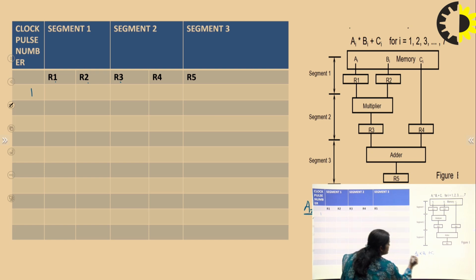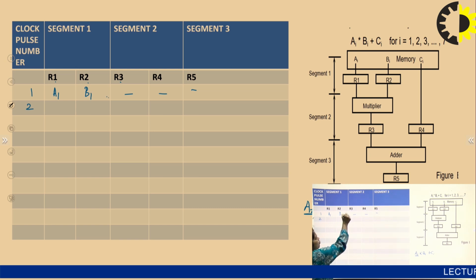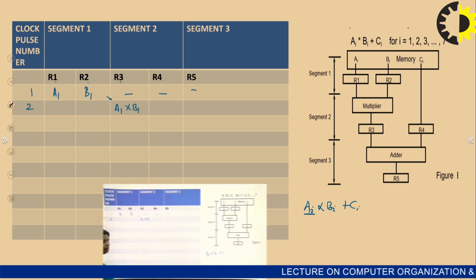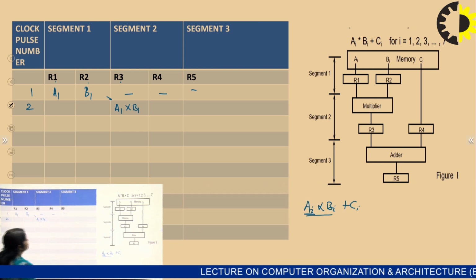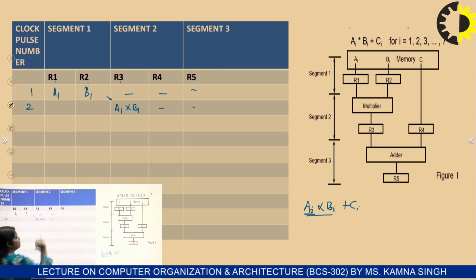So in the first tick, A1 will be stored in R1, and in R2, B1 will be stored. In R3, R4, R5, no values will be stored. In the second operation, what will happen? At this time, A1 and B1 are already here. So in R3, A1 into B1 will be stored. A1 into B1 is stored. And in R4, there is nothing yet.